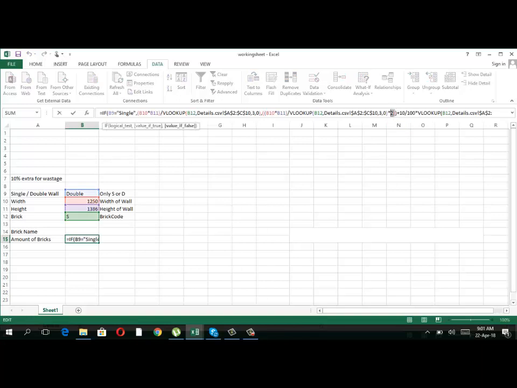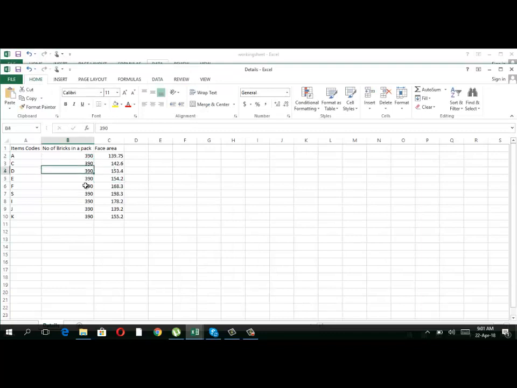Obviously, if it's double, I would require double the amount of bricks. Then the question also said that we have to add 10% extra for wastage. Now, which actually means I need 10% of 390. I mean, 390 is not the actual amount of bricks I would require. I would require 39 bricks more. So 10% of 390 is 39.